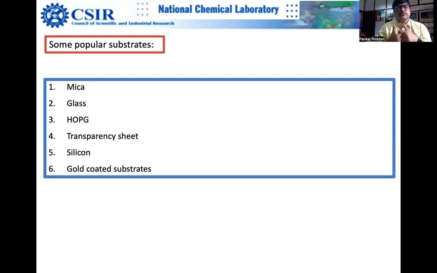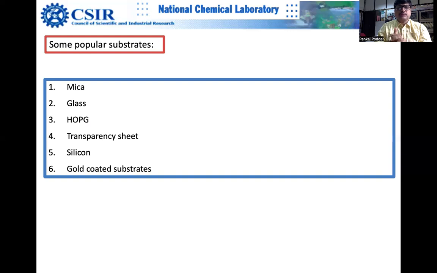Next is glass. You have two popular choices. You have borosilicate glass, which is cheaper, where we use cover slips, and then you have fused quartz and fused silica, which are high quality glasses. Normally, glasses are not atomically flat. They have average roughness somewhere in nanometers.